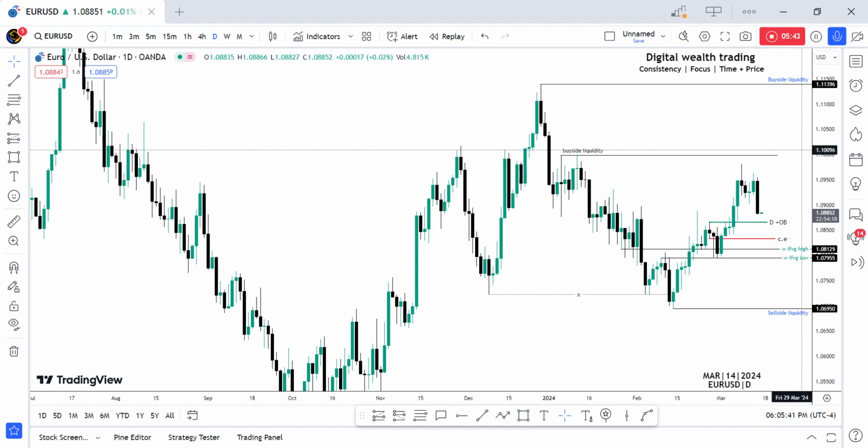So as I stated earlier, I have just marked out the consequent encroachment. That is the difference between this high and this low. So this is the consequent encroachment. If this is going to be effective, we don't want to see price go below the consequent encroachment of this fair value gap, of this bullish order block. So that is what I'm anticipating for that.